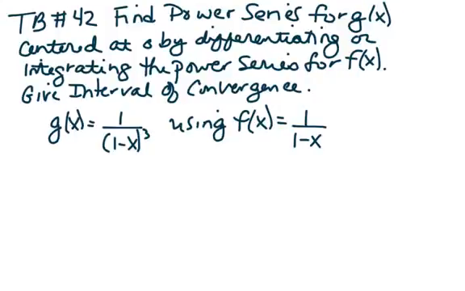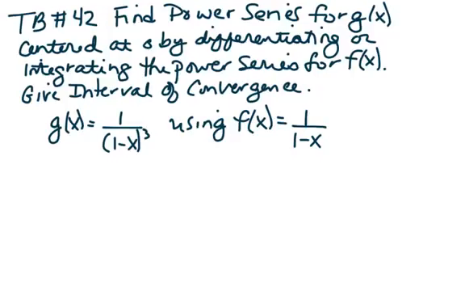I wanted to redo this problem because in the other video I had written g of x with an addition sign instead of a subtraction sign. So this is the corrected problem. We are asked to find the power series representation for g of x centered at 0 by differentiating or integrating the power series for f of x.